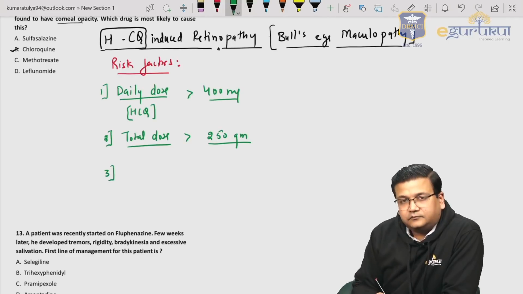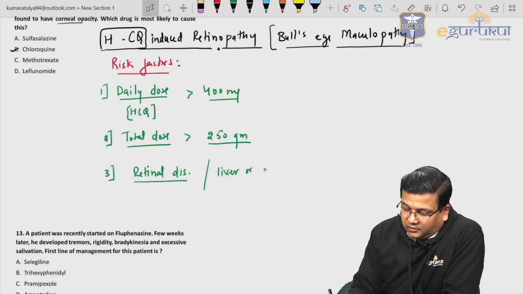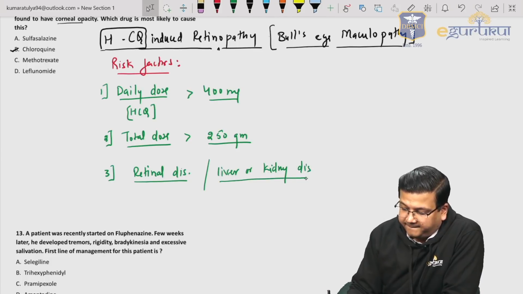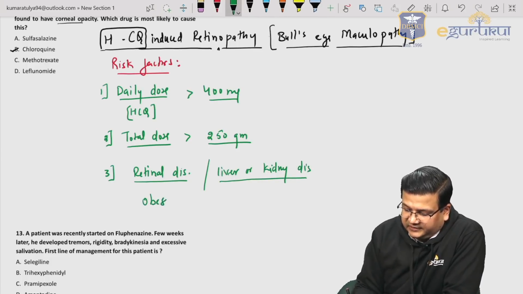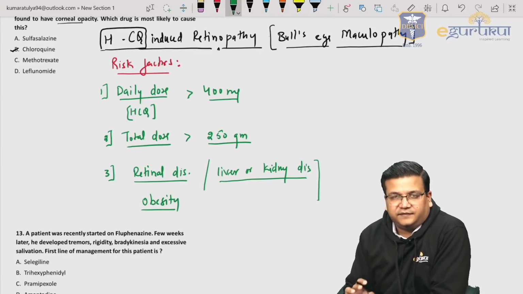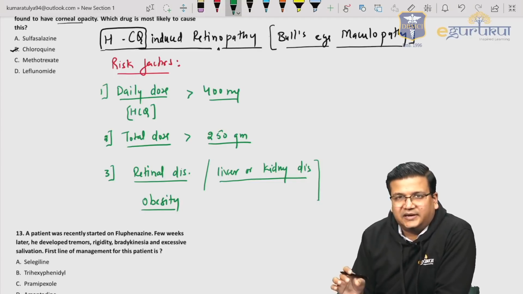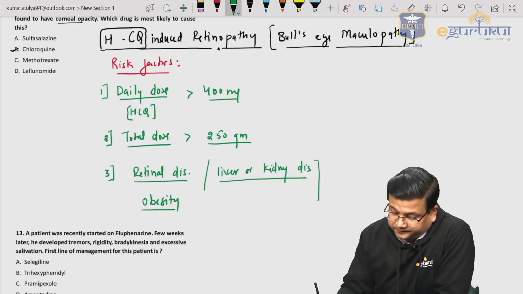Then third, if the patient has already existing retinal disease, any prior retinal disease, the patient has liver or kidney problem, the patient has obesity, all these further increase the risk of developing chloroquine or hydroxychloroquine induced retinopathy. So coexisting retinal disease, coexisting liver or kidney problem, coexisting obesity.